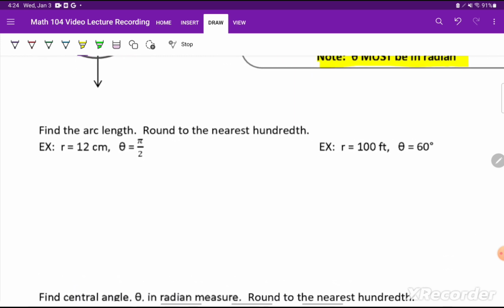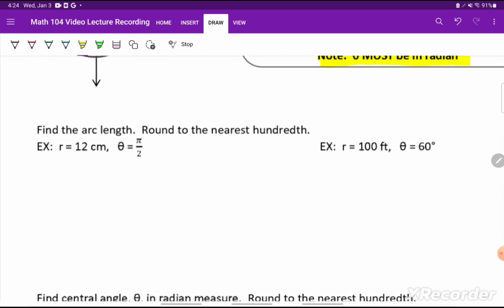So let's find the arc length, and we'll round our answer to the nearest hundredth. They've given us a radius of 12 centimeters and an angle of pi over 2. That pi is a dead giveaway that it's in radian. Plus, it doesn't have a little degree circle to indicate that it's in degrees. Our arc length s is going to be equal to r times theta. So that's going to be 12 times pi over 2.